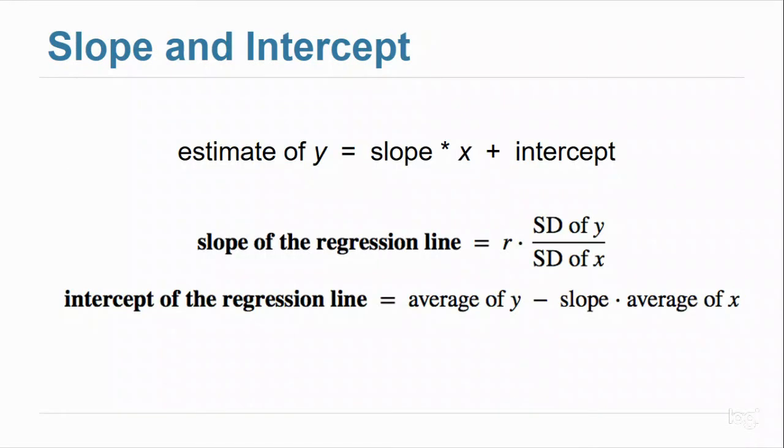Here are the equations. If you want to write your line of best fit in the slope times x plus intercept form, then the slope of the regression line is r times the standard deviation of y divided by the standard deviation of x, and the intercept of the regression line is equal to, and this requires just a little bit of algebra, which we're not showing you here, the average of y minus the slope times the average of x.